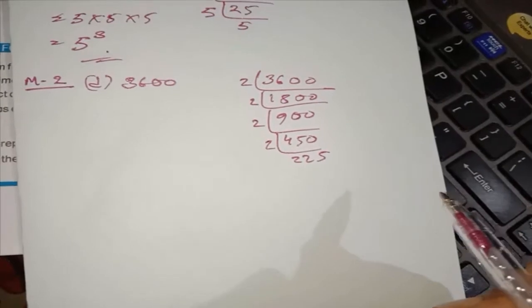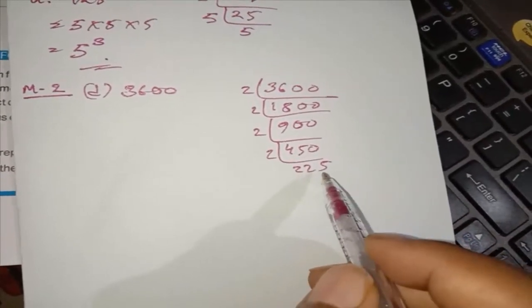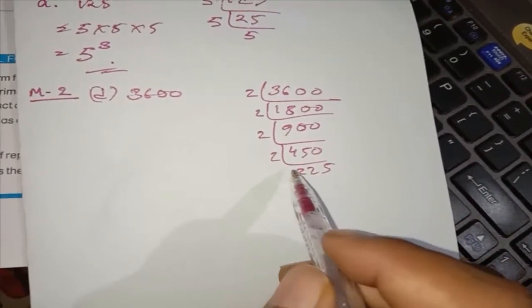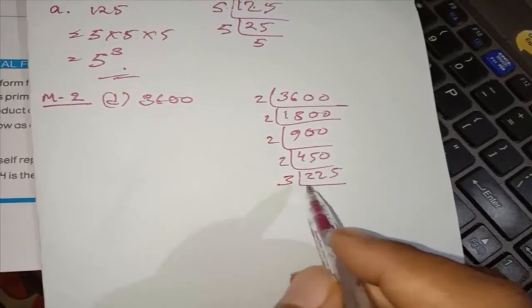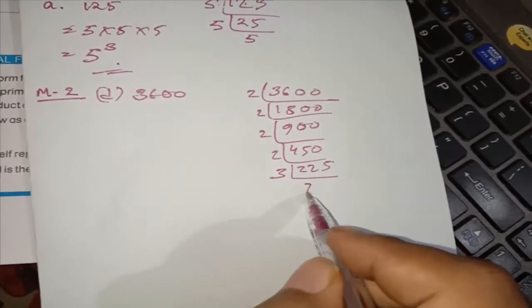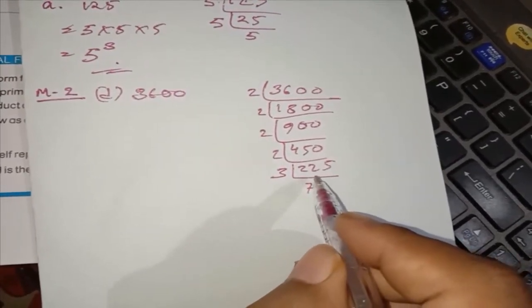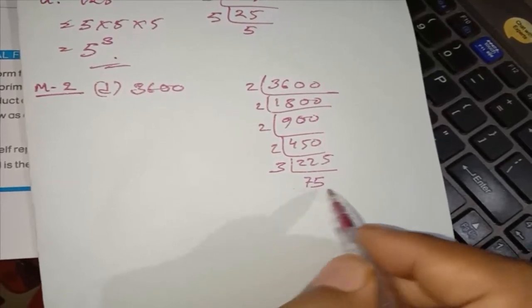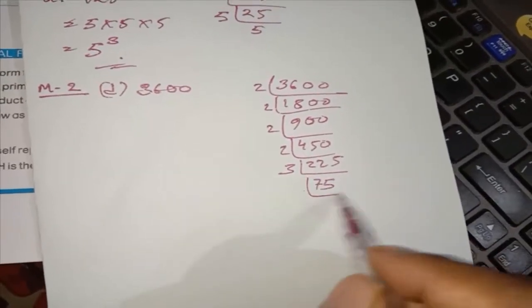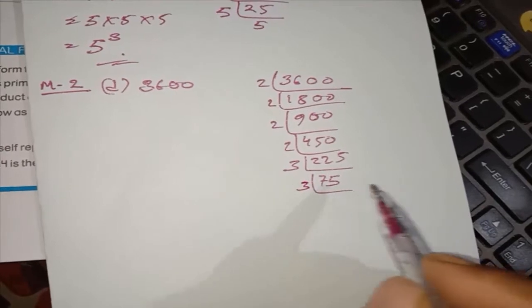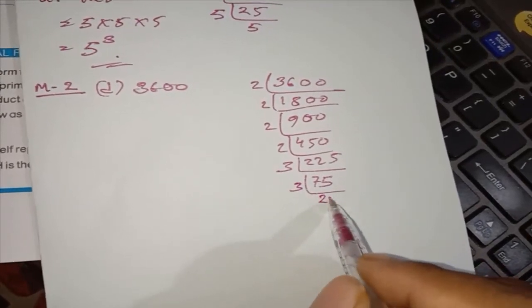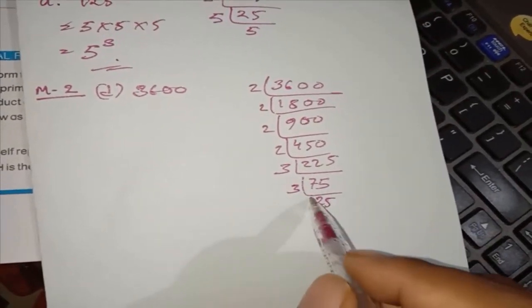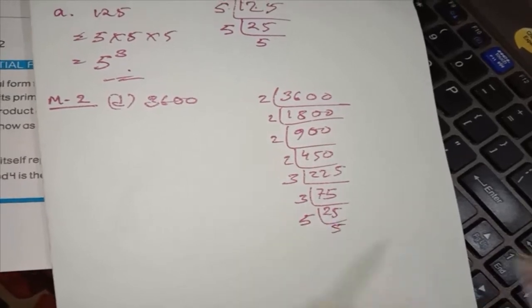Okay, now it will not go by 2, but 2 plus 2 plus 5 is 9, so it will go by 3. Again, 7 plus 5 is 12, which is divisible by 3, so 75 is divisible by 3. Now this is not divisible by 3, it is divisible by 5.